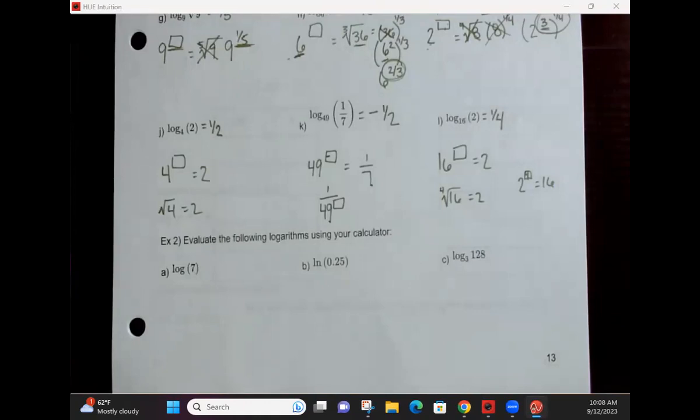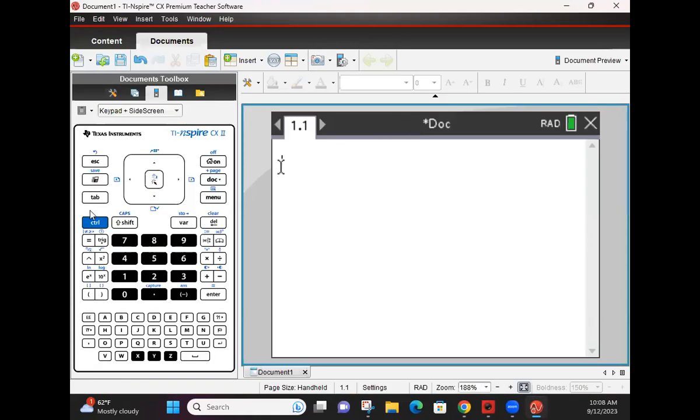Here we go. I'm going to add a calculator here. And then, again, just to the left of the 1 key in blue, you can see ln and log. ln is something called the natural log. We'll talk more about that a little bit later.